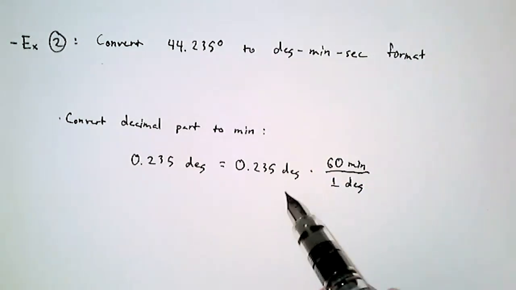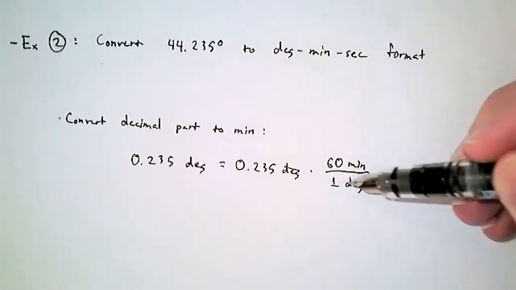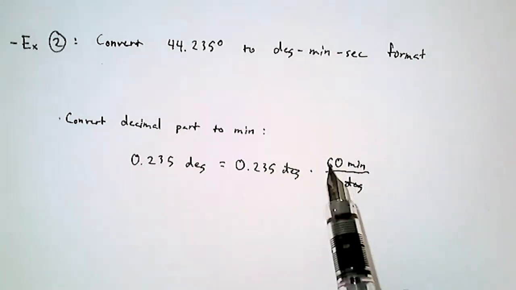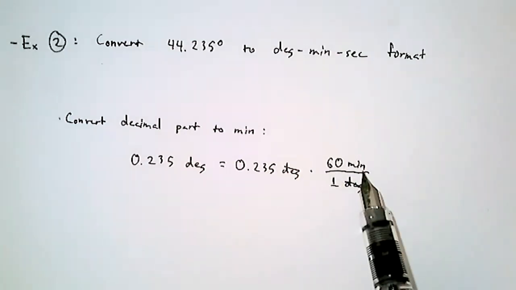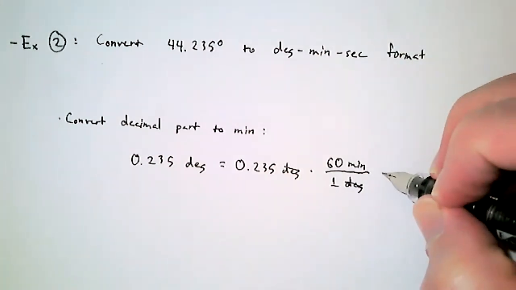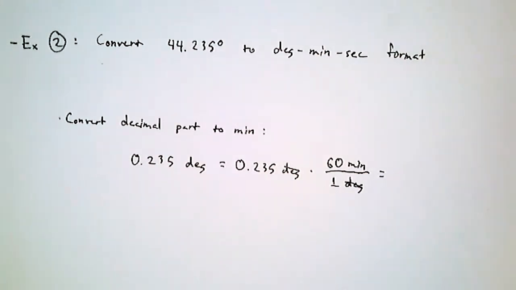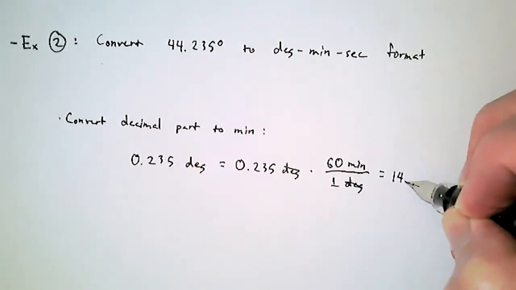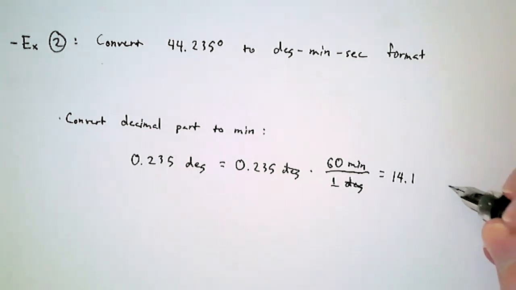Okay, so the degrees cancel. We just have to multiply 0.235 by 60 over 1, and then we're left with minutes. And I'm just going to tell you what the answer is here. You might want to use a calculator for this. It's 14.1 minutes.